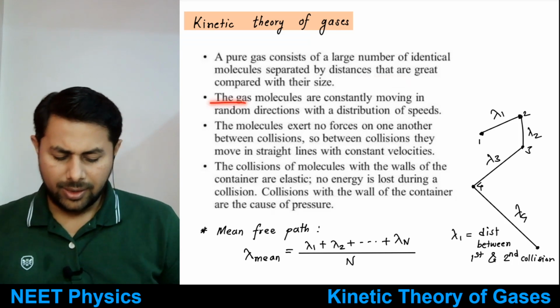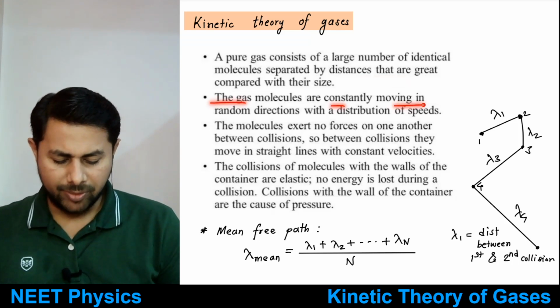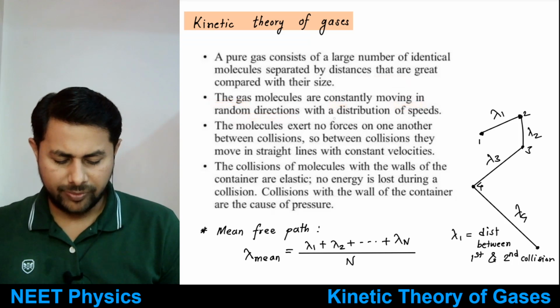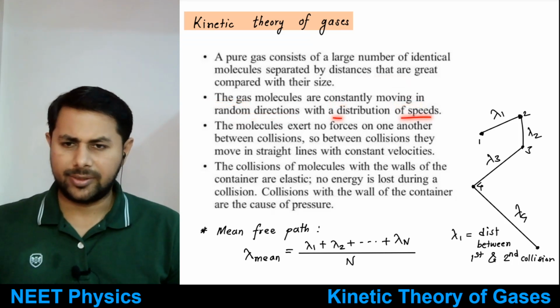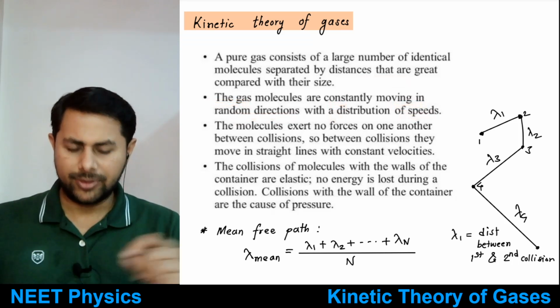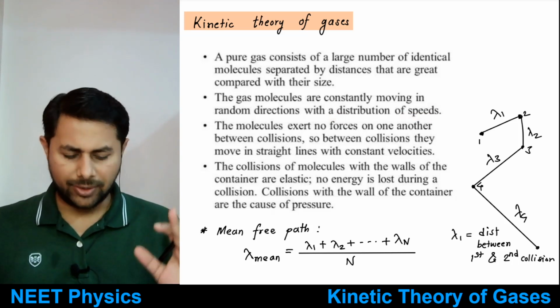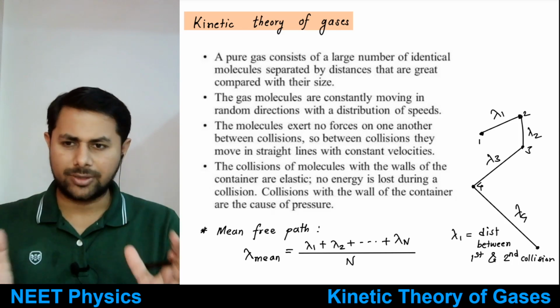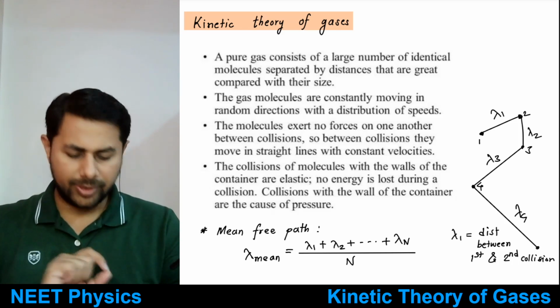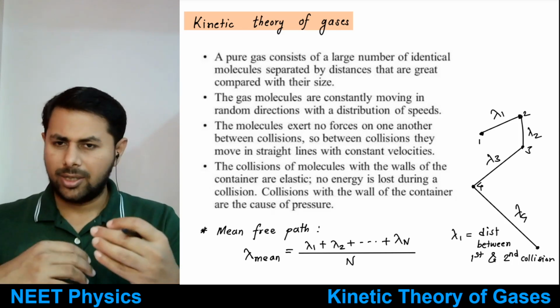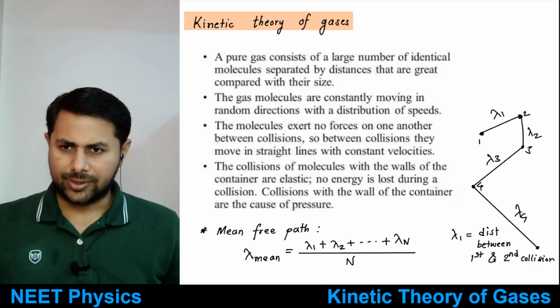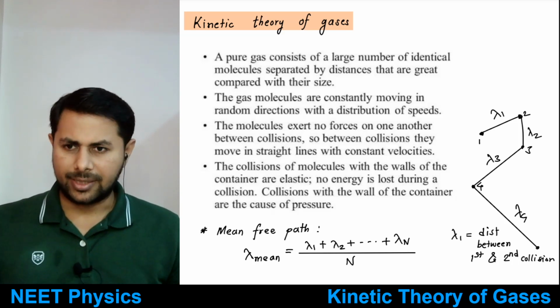Then, the gas molecules are constantly moving in random directions with a distribution of speeds. So gas molecules are continuously moving in random directions, so they are not at all steady. Suppose there is some gas over here, gas molecules move here and there, in completely random directions.